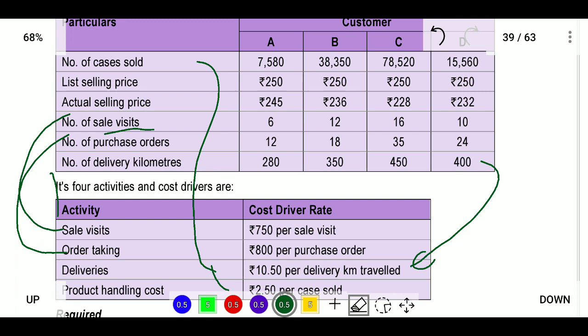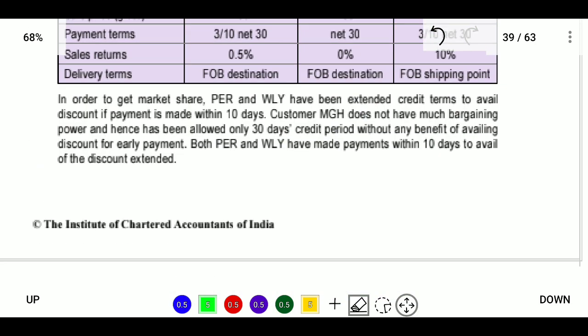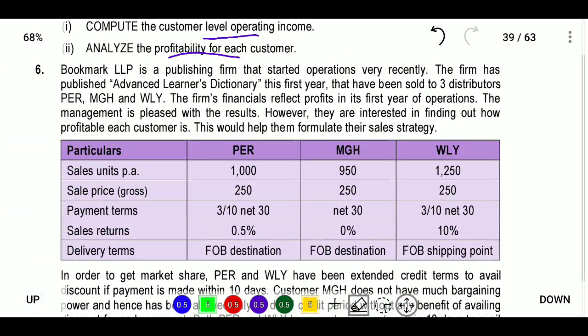So the list price was 250, the actual price 245, and 5 rupees was the discount, and we have 218 as the variable cost. From that, we get the contribution. Then all these overheads will be deducted and we get the profit per customer. We take the profit per case and see which customer is providing more profit, and who is getting more discount. And for the variable cost, we will see who is incurring more and who is providing the best benefit.